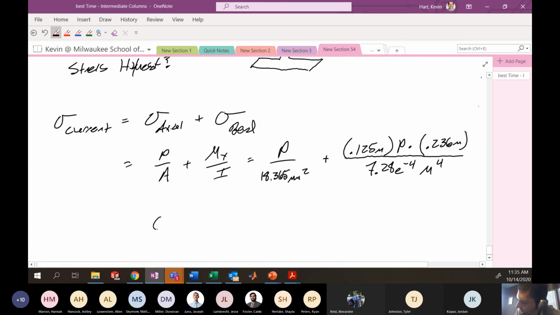All right, so that was kind of a long tangent there. But here we have that the current state of stress, after working this, and this will be in terms of P, will be something like 94.8 P. Units here are PSI, where P is in pounds.